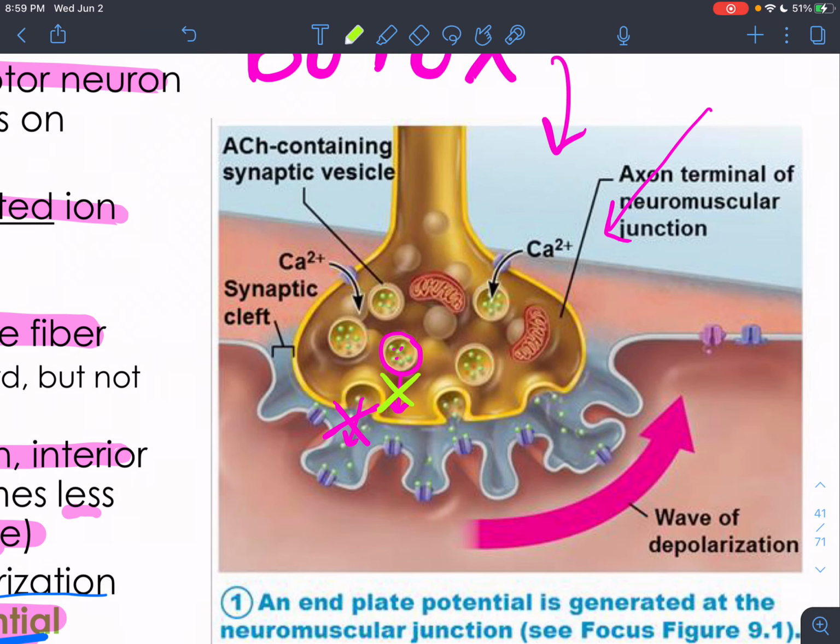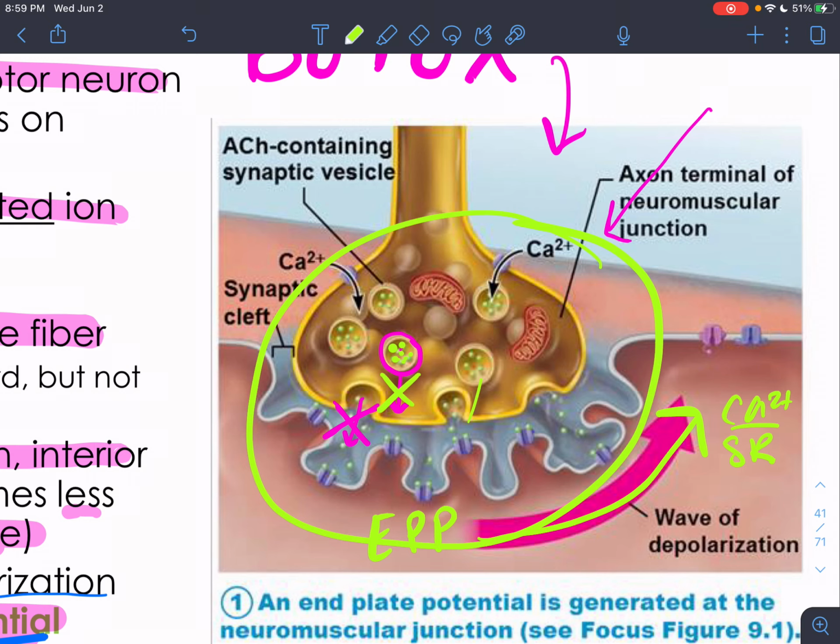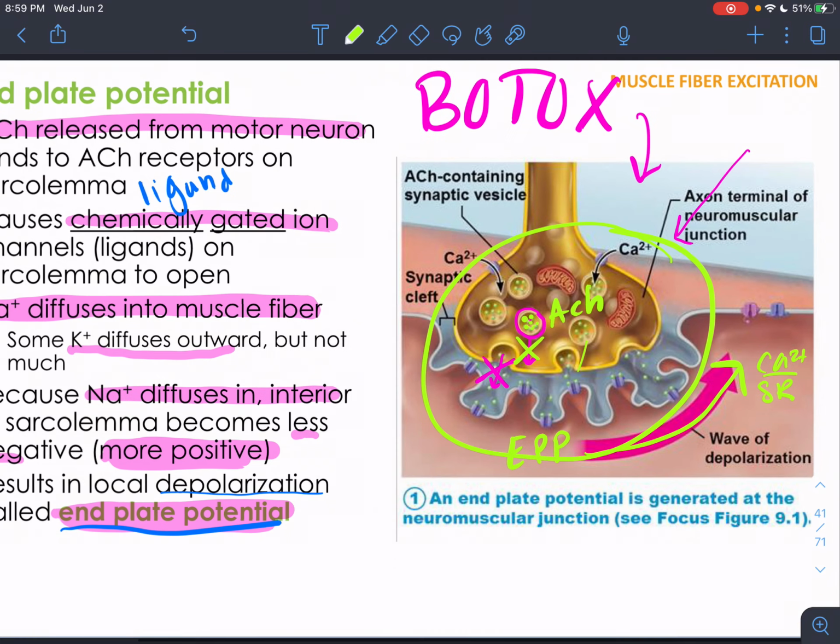Okay, so Botox, if it stops the release of acetylcholine from these synaptic vesicles, you never have the end plate potential. You don't have depolarization, so you can't ultimately get calcium to be released from the sarcoplasmic reticulum, so you can't have the tropomyosin moved out of the way so actin and myosin can bind. Okay, so it stops this whole process at the neuromuscular junction by stopping acetylcholine from being released. Okay, so that's what Botox is doing.